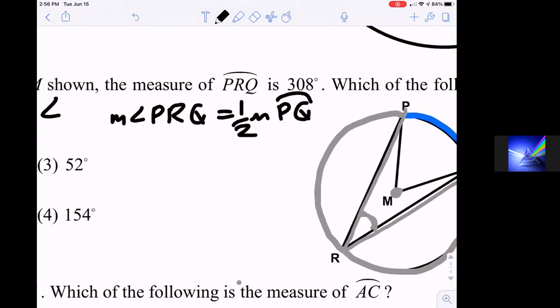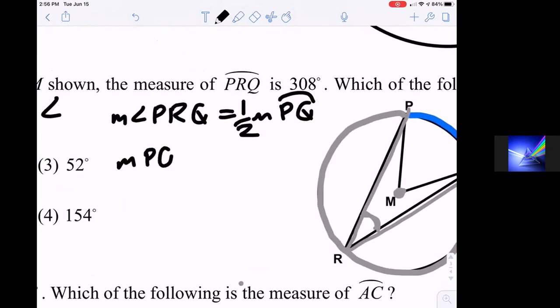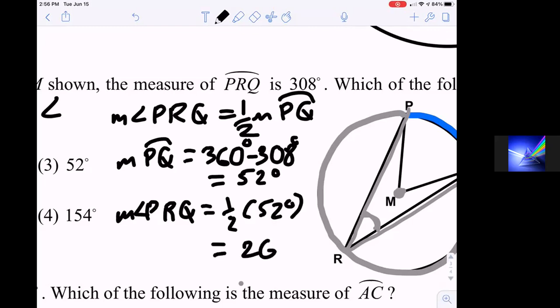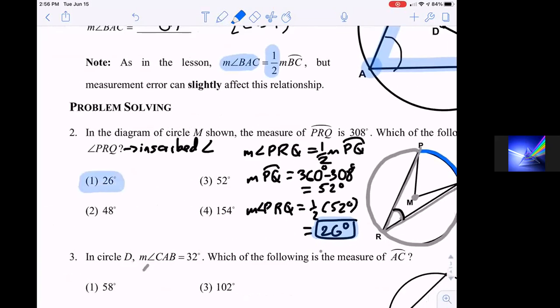So let's figure out what the measure of PQ is. The measure of PQ would be 360 minus 308, which would be 52 degrees. So the measure of angle PRQ is half of 52 degrees, which is 26 degrees. And that would be option 1.